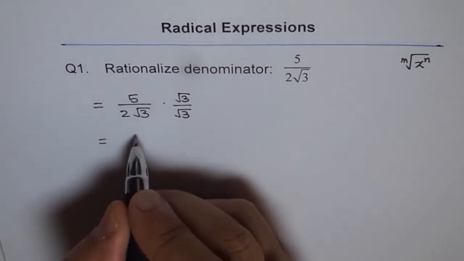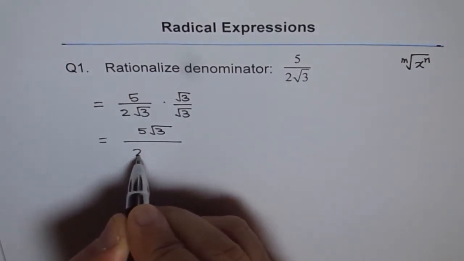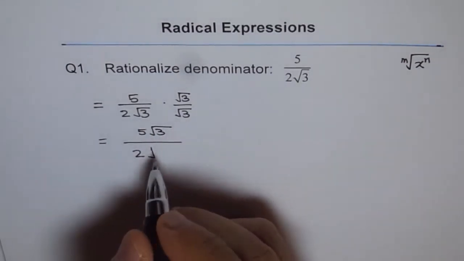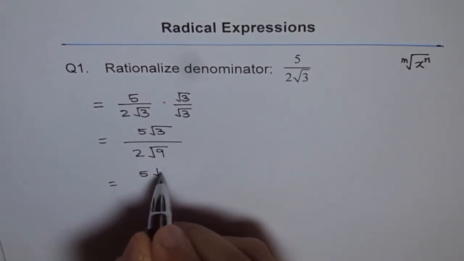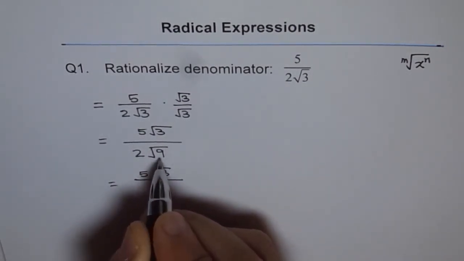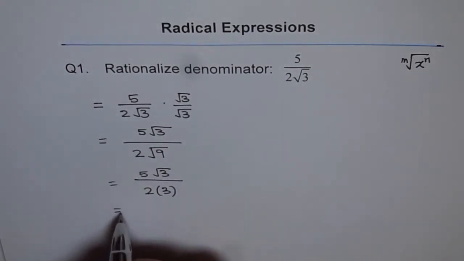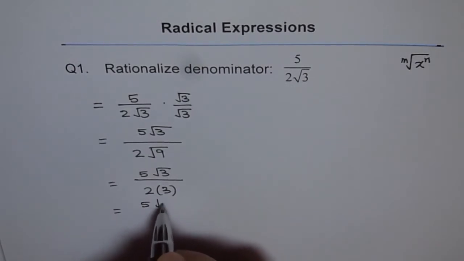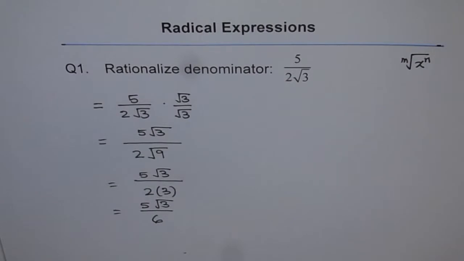So 5 times square root 3 comes in the numerator, and in the denominator we have 2 times square root of 3 times square root 3, which is square root 9. Correct? Which is 5 times square root 3 in the numerator, and square root of 9 is 3, so we get 2 times 3. This can be written as 5 times square root 3 over 6, right? So that's how we rationalize. I've written so many steps here just to explain how it happens.